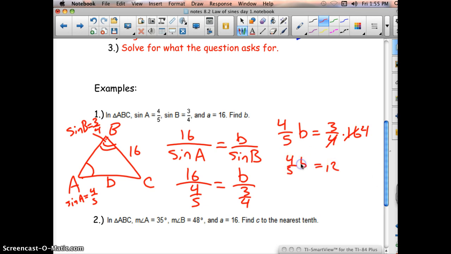Equals 4/5 b. So I multiply both sides by 5. And you get 4b equals 60. And then you divide both sides by 4. And you get b equals 15. There we go.